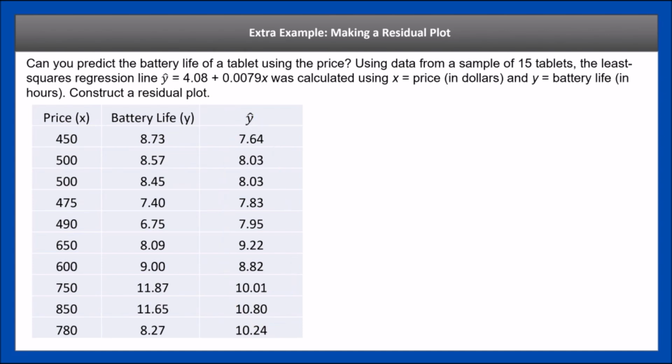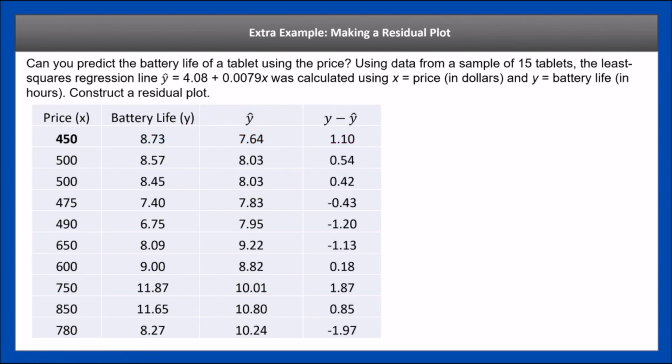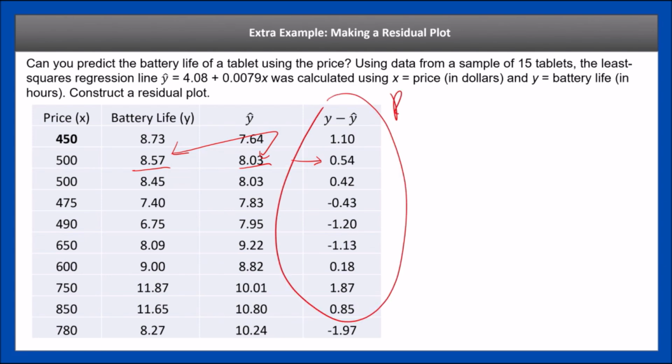Now I need to do my y minus y hat. So I have to subtract those two. All right, so y minus y hat gives me my residual. Okay. So if I subtract that, I get 1.10, and I repeat that for this. So if I subtract these two numbers, I get that number, all right, and so on and so forth. All right, so now I have my residuals. These are my residuals, right?